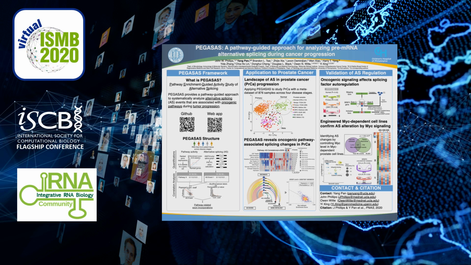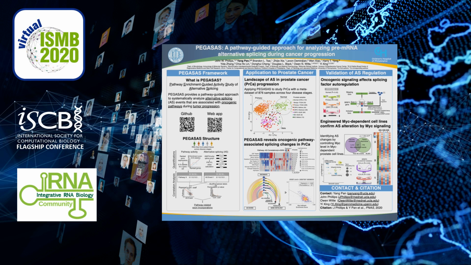And below is a diagram of the framework of PEGASAS. Without getting into the details, I just want to show you that PEGASAS starts by taking RNA-seq data from patients across different disease stages. Then it branches into two calculations using the same RNA-seq data, and these two calculations are orthogonal: pathway activity and alternate splicing. With that, we're able to perform a correlation analysis with permutation, and eventually identify oncogenic pathway-correlated alternate splicing events.